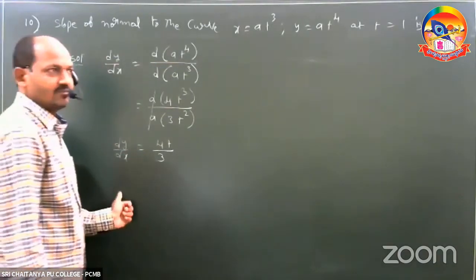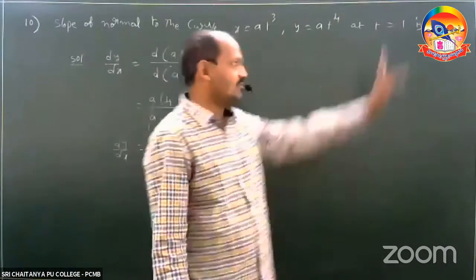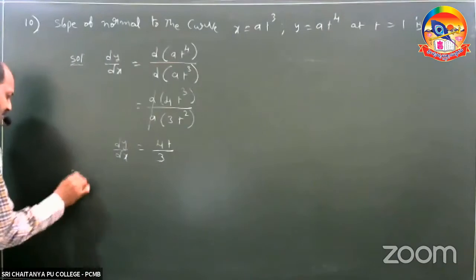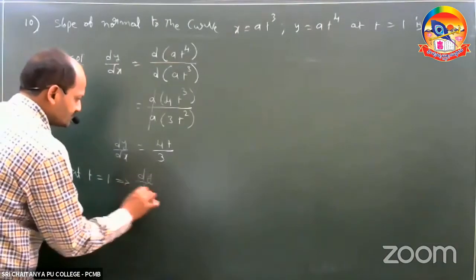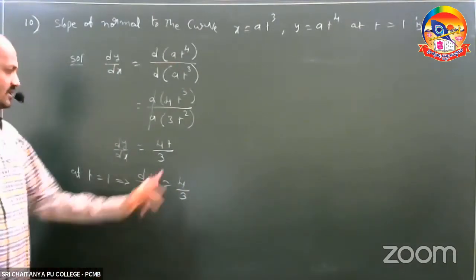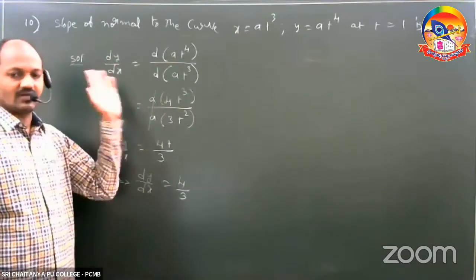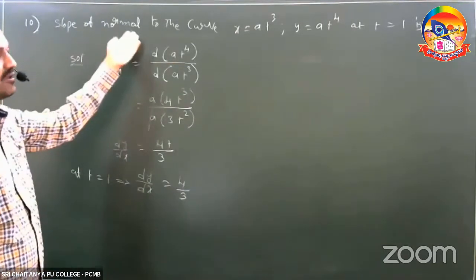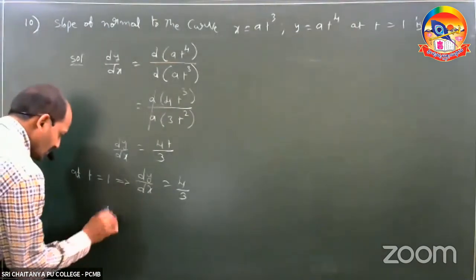dy by dx means the slope, given at t is equal to 1. So at t is equal to 1, dy by dx is 4 by 3. With t value 1, dy by dx means the slope of the tangent to the curve. But here we have to find the normal. So, the slope of the normal.